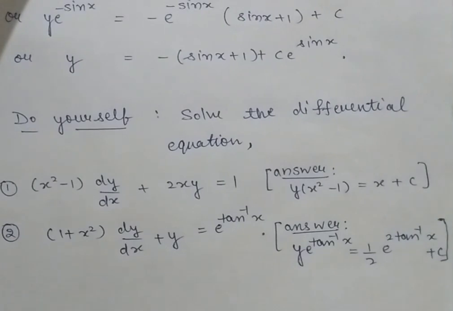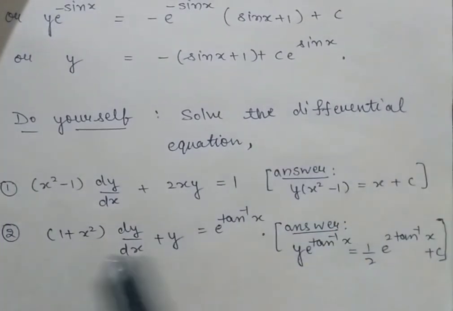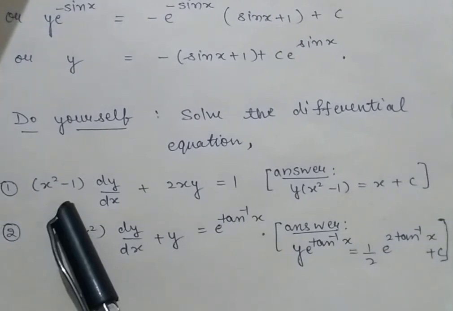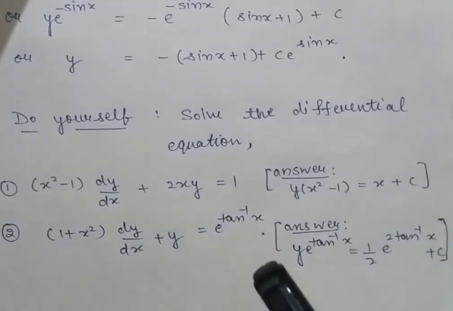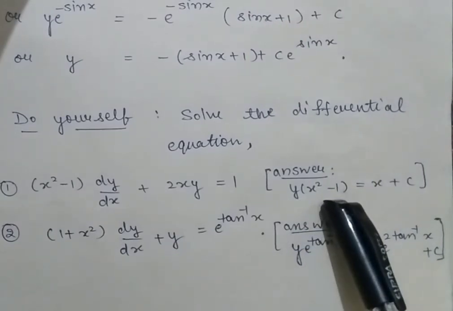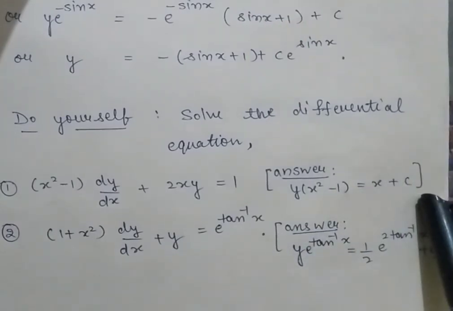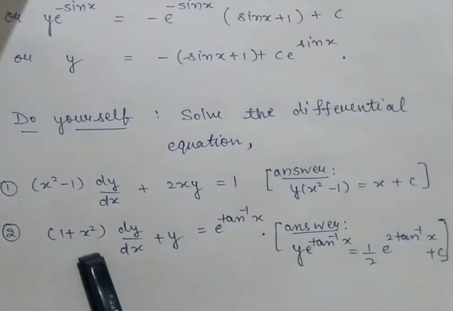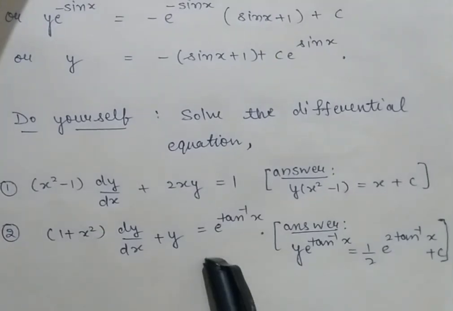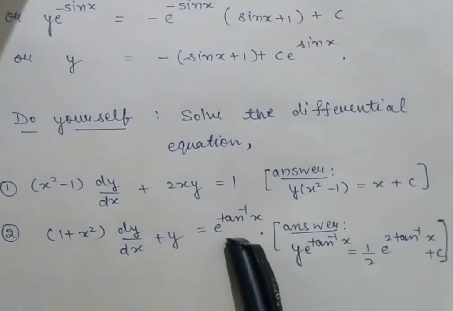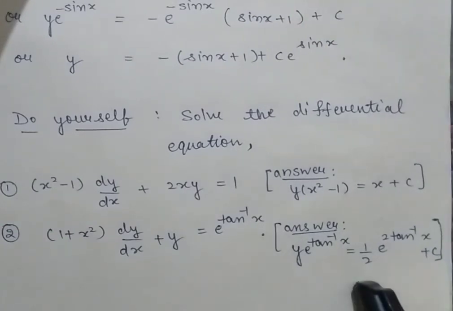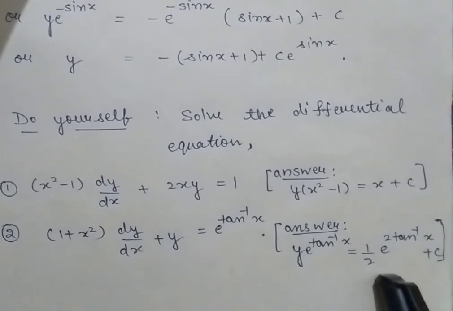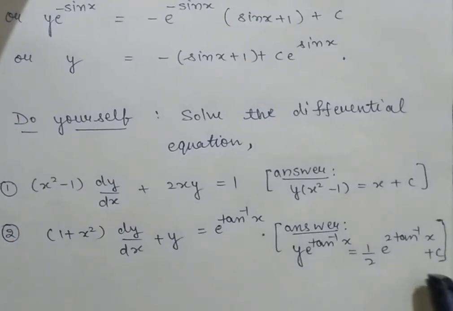Now you are supposed to do these two questions. Solve the differential equation. First question, x square minus 1 dy by dx plus 2xy equal to 1, whose answer is y into x square minus 1 equal to x plus c. And the second question is 1 plus x square dy by dx plus y equal to e raised to the power tan inverse x, whose answer is y e raised to the power tan inverse x equal to half e raised to the power 2 tan inverse x plus c.